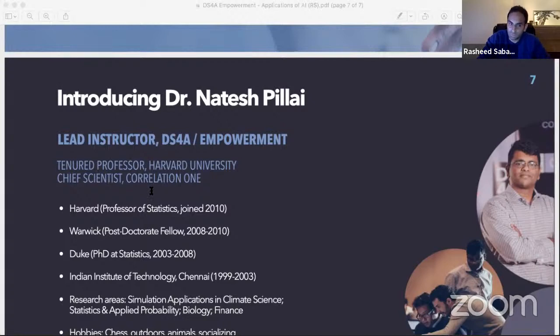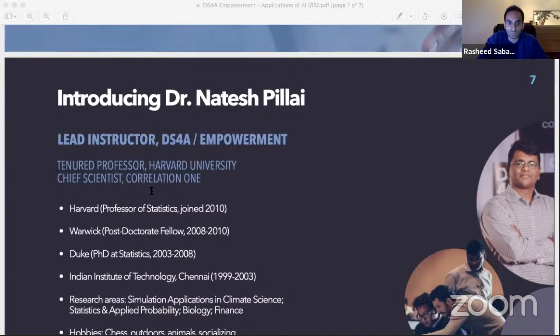So Professor Pillai is a statistics professor at Harvard University, a fully tenured professor of statistics, and he's the chief scientist of Correlation One. He is an interdisciplinary scientist working on problems lying at the interface of applied probability and statistics, with a research focus on Markov chain Monte Carlo algorithms and problems in climate science. He obtained his bachelor's degree from the Indian Institute of Technology, Chennai, in 2003, as well as his PhD from Duke University in 2008. He won the Young Scientist Award from the International Indian Statistical Association in 2018.